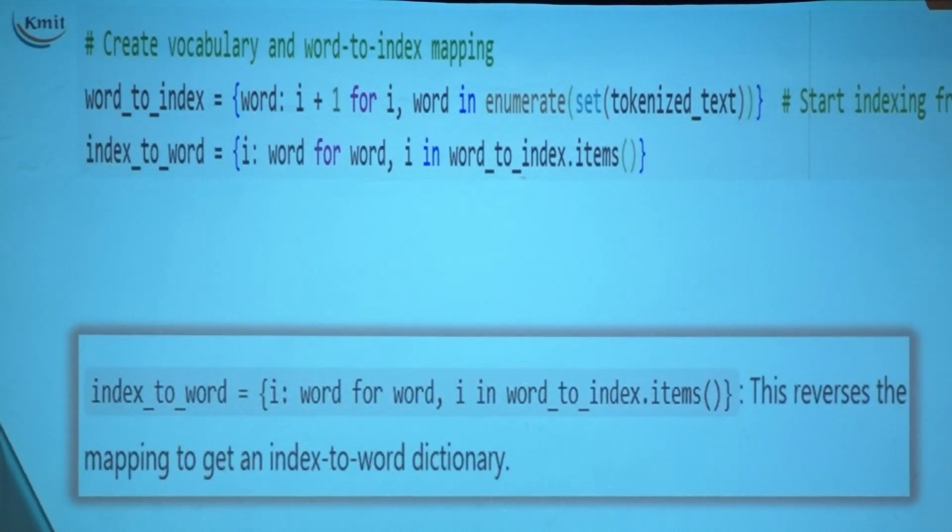Next. Obviously, word to index we generated. We are now creating index to word out of it in our next line. It will reverse this mapping to get you a dictionary which has index to word mapping. Clear enough?